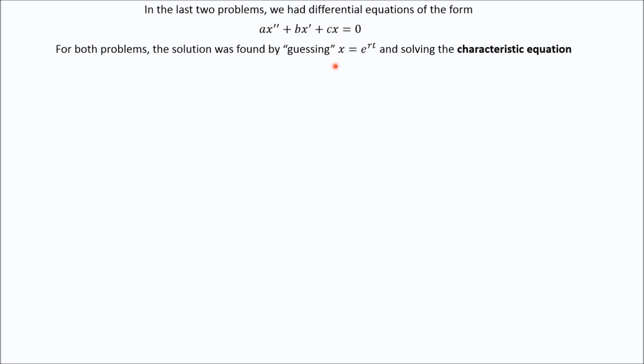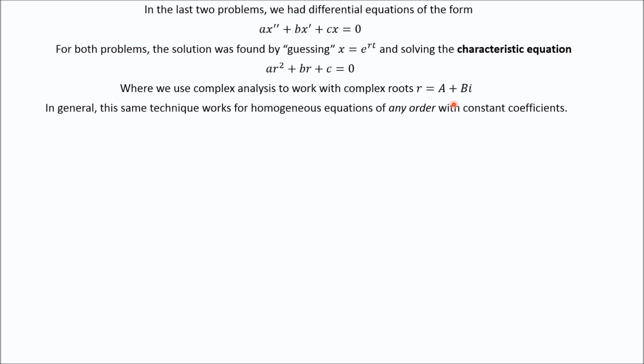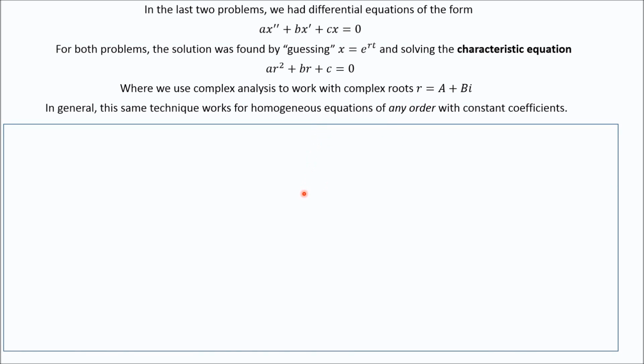So the last two problems looked like this. And for both of them, we just guessed that the solution would have the form e to the rt, and then we solved the characteristic equation by the quadratic formula. If we got real roots, then there was no problem. And if we got complex roots, we just used Euler's identity to deal with that situation. It turns out you can do this for any order equation, not just second order equations. So I state that as a theorem here.